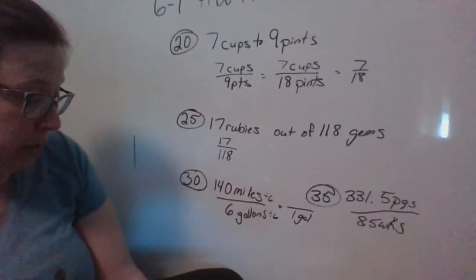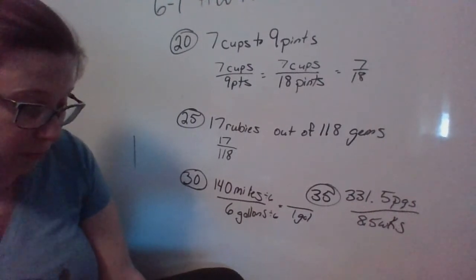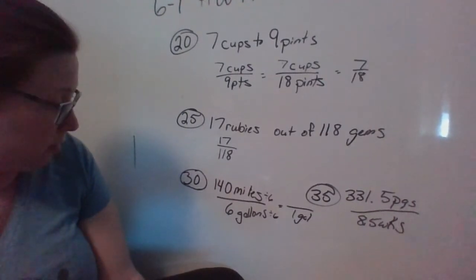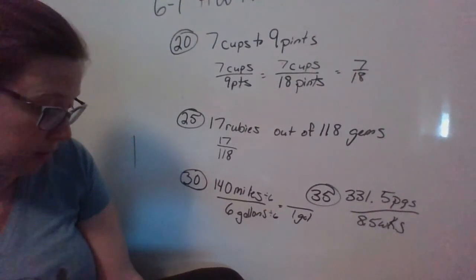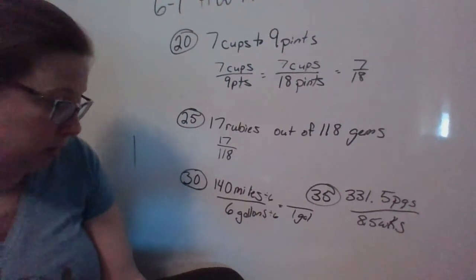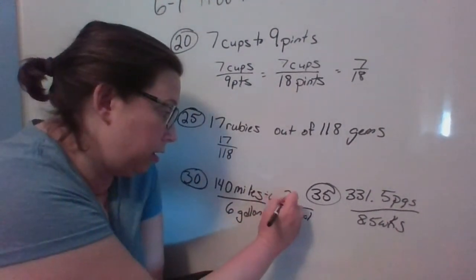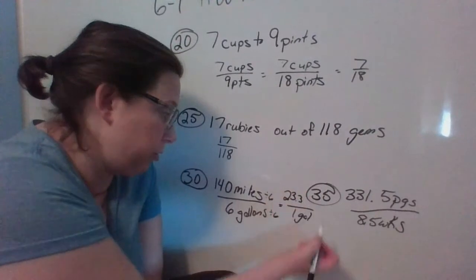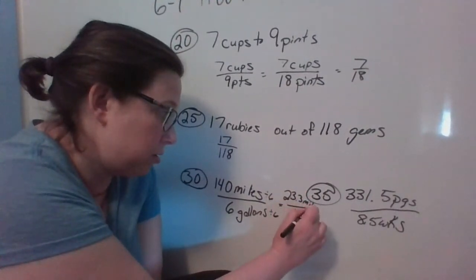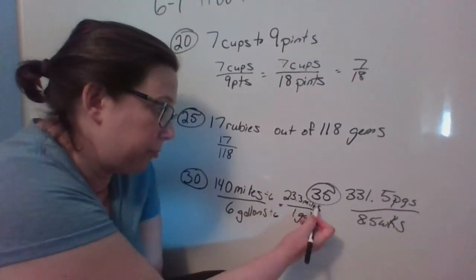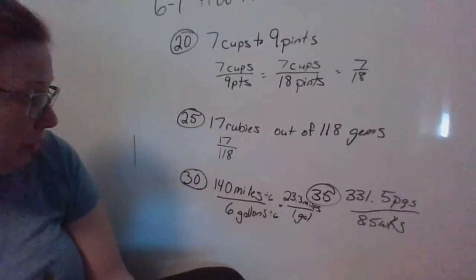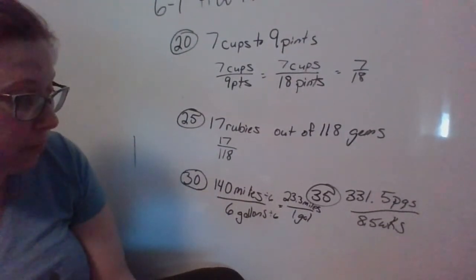And then 140 divided by 6 would be 23.3, we'll say, miles per gallon. So that would be the unit rate for number 30.